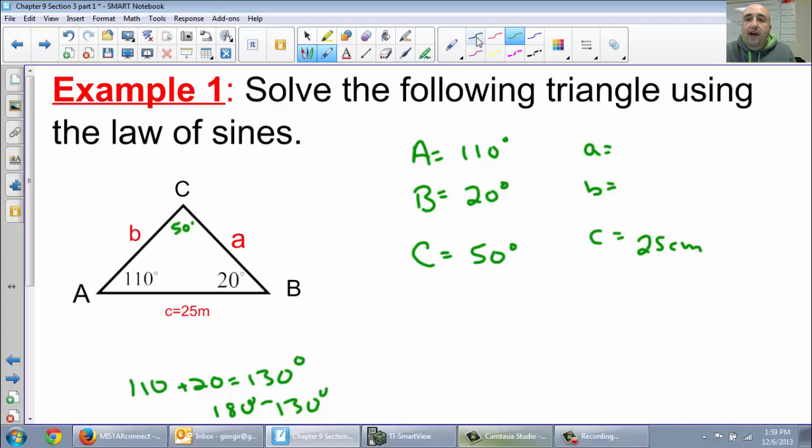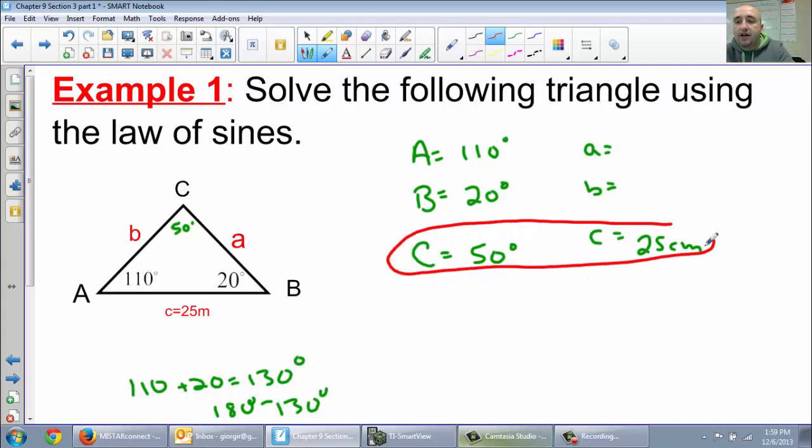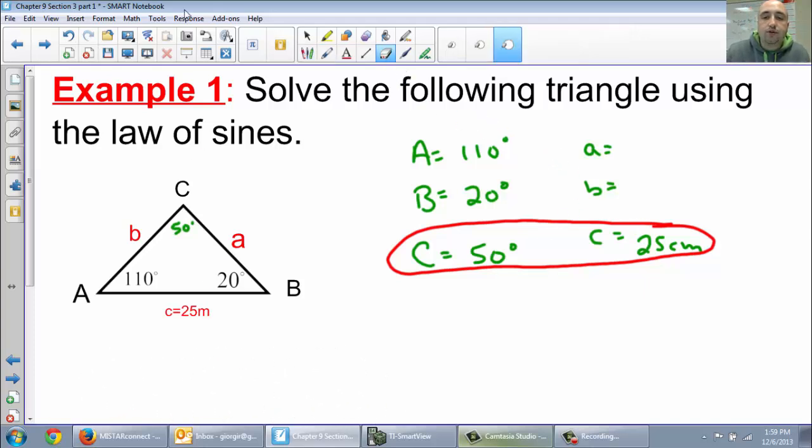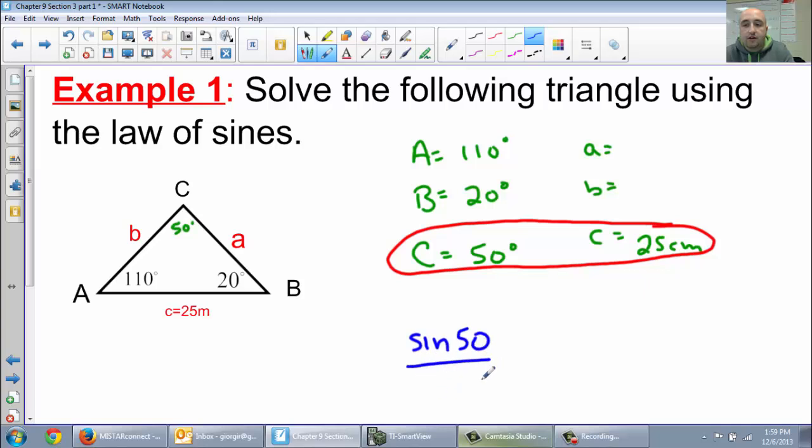Now that we have a set of an angle and a side, we can now use the law of sines. Okay, so that's what we're going to do. We're going to set up a law of sines problem. We're going to use the set that we have. We know that we have 50, so sine of 50 over 25 is equal to, and then we're going to do one of these two.